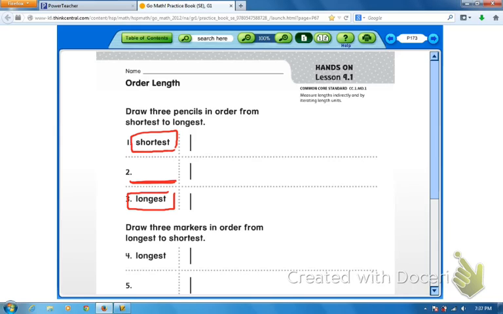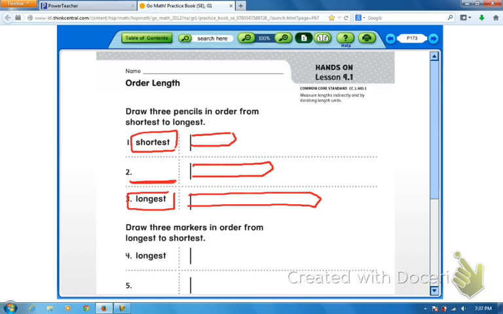So they're asking us for the first question to draw 3 pencils in order from shortest to longest. So the first pencil we draw would be the shortest pencil, and they can just do a quick drawing like that. Then our next one, this pencil is longer than the shortest pencil, and then the longest pencil.